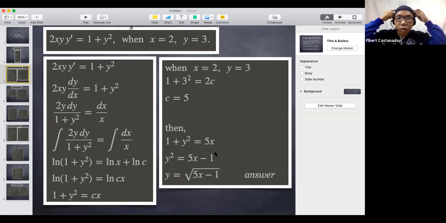Some variations to show your solution. Any question here, guys? Do you have any questions? None?